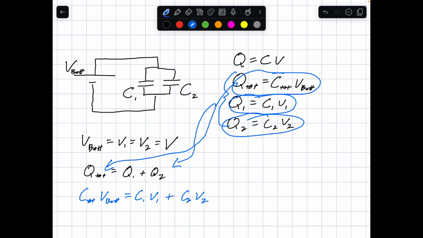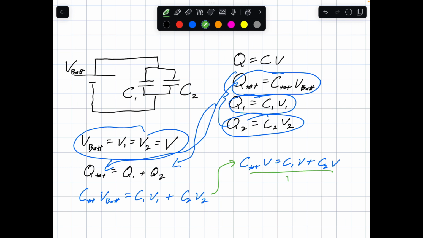Now here's the thing that I know. I also know that all the V's are equal to each other and just equal to V. That's what I found out here. And so I can write this: C total times V equals C1 V plus C2 V. If I divide everything by V, then all the V's cancel out, and I'm left with C total equals C1 plus C2.